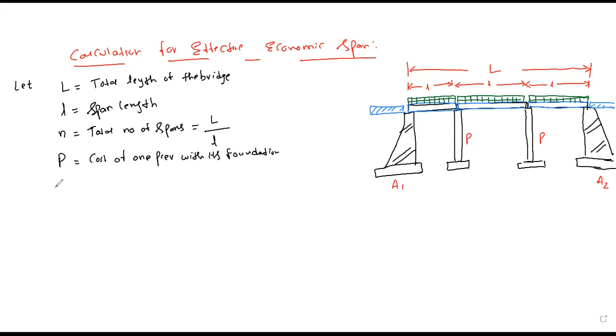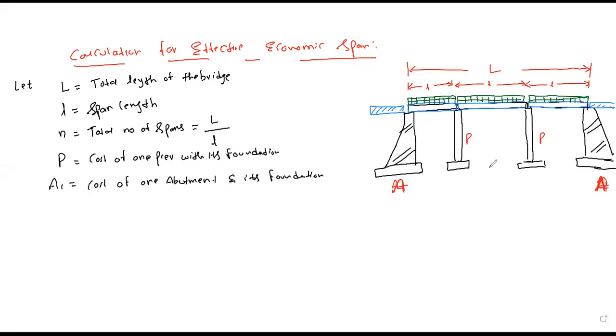Okay. Next, A1. A1 stands for cost of abutment. So cost of one abutment and its foundation. Okay, right. So please consider this as an A. A1, A2 are not separate, this is overall A. Consider it as A. Okay. A stands for abutments. So here I am considering A1 as the cost of one abutment and its foundation.